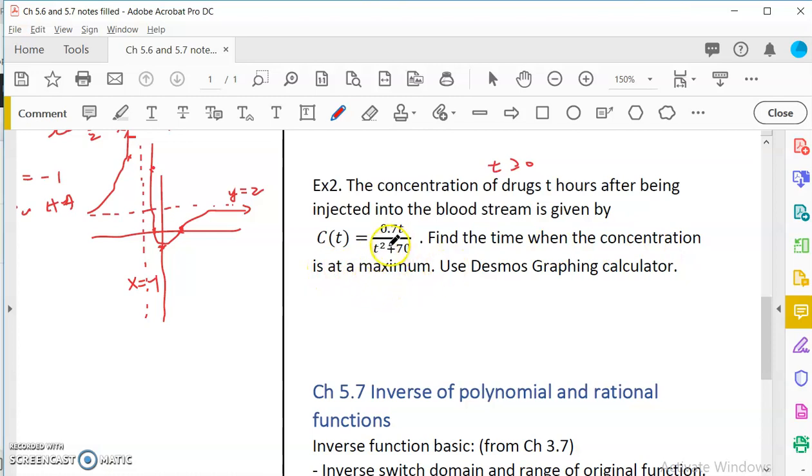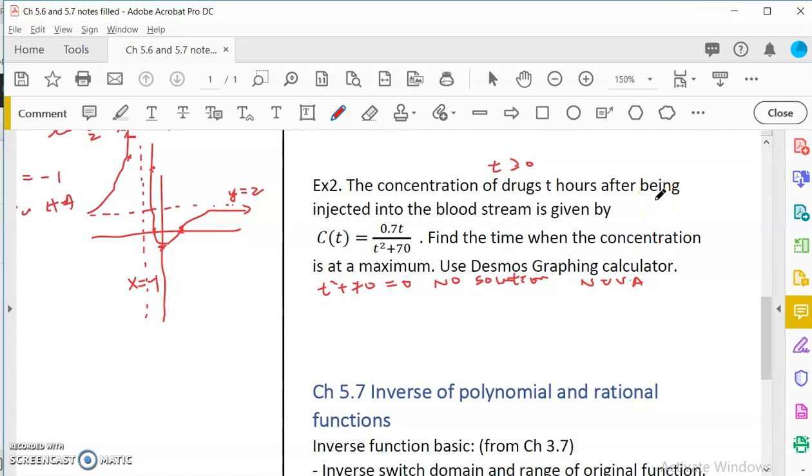Because you see this is degree 1 and this is degree 2, this is a case where there is no vertical asymptote, because t squared plus 70 can never be 0, right? There's no solution. You have a square, which is always a positive number, so it would never be 0. So no solution, so no vertical asymptote. It's kind of a smooth graph. Find the time when it is a maximum. So you use a graphing calculator. This is the one that we don't want to do by hand.